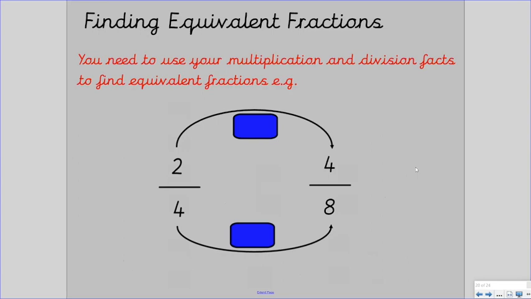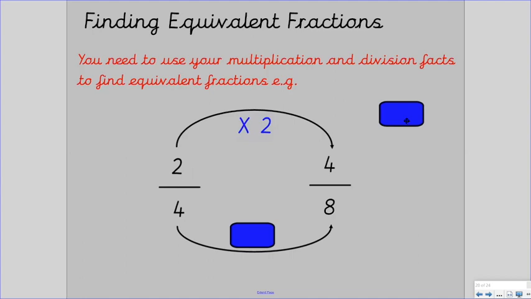And I'm going to prove my point now. So I can tell you that 2/4 is equivalent to 4/8. They are the same value, and I'll show you how I know that. Now, having a look at my two numerators, the 2 and the 4. Now I need to ask myself, what can I do to the 2 to make 4? And again, thinking back to my times tables and my division. Now, if I multiply 2 by 2, I get 4.